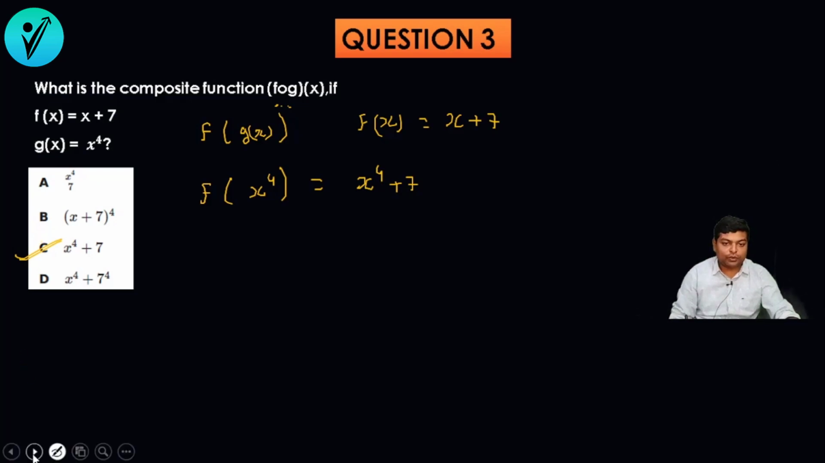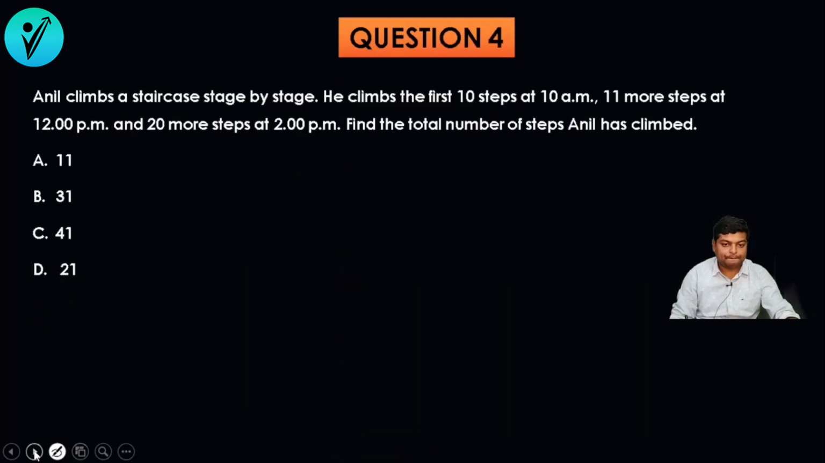Let's see the another one then. So another one is question number 4. Anil climbs a staircase stage by stage. He climbs the first 10 steps at 10 a.m. Okay, so it has been given that at 10 a.m., it's an easy one, he has taken total 10 steps.